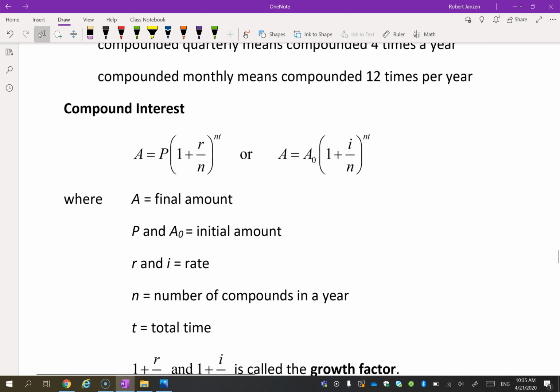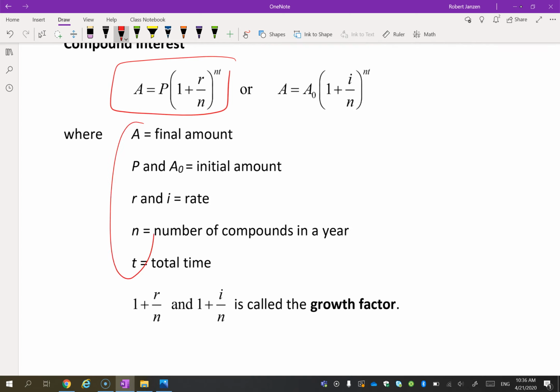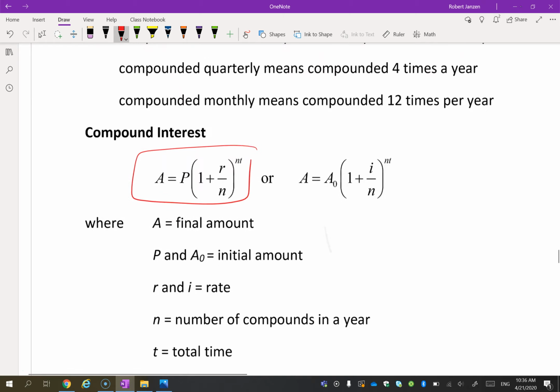Okay, so these two formulas are the same. They just have slightly different notation. Usually this is the more common one. Whenever you're given a new formula, you'll be given this information: what each of the variables represents. A is the final amount, P is the initial amount, R or I is the interest rate, N is the number of compound periods in a year, and T is the total time. Okay? So that's the formula.